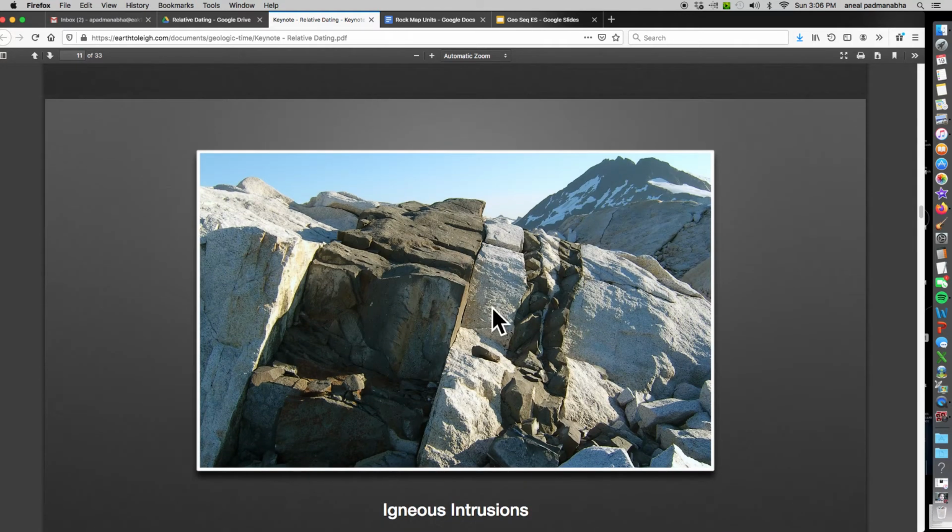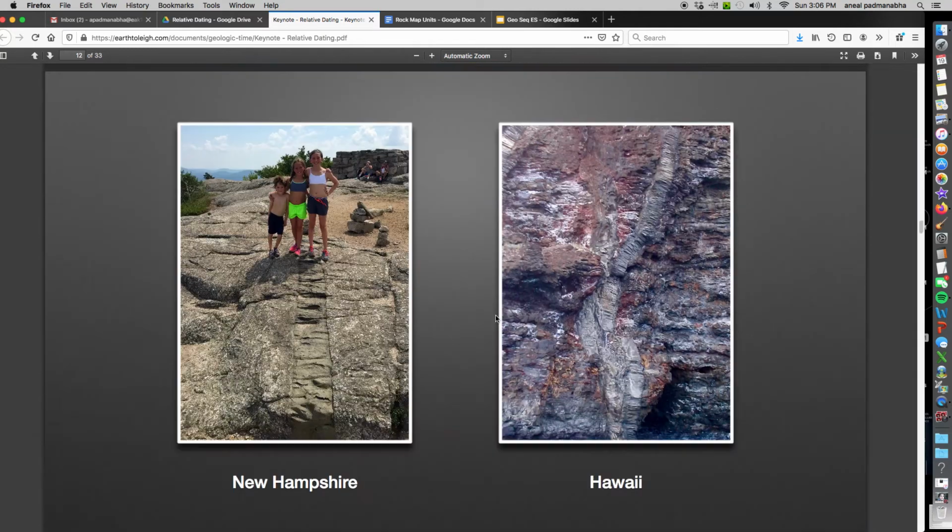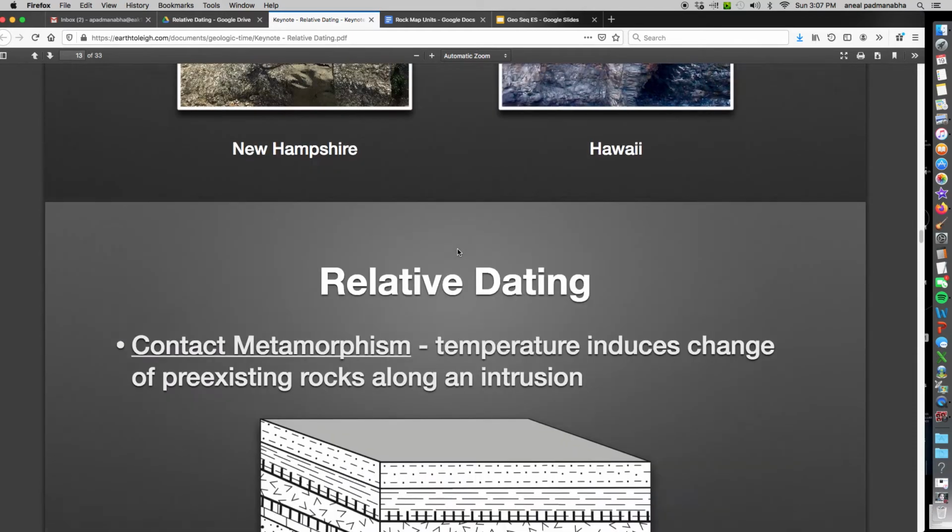Yeah, here we have some beautiful rocks. Nice. Here's an example of igneous intrusion sandwiched between two rock layers. Here's another one. I don't know who these kids are. Whoever made the PowerPoint, it's theirs. But nonetheless, it's their kids.